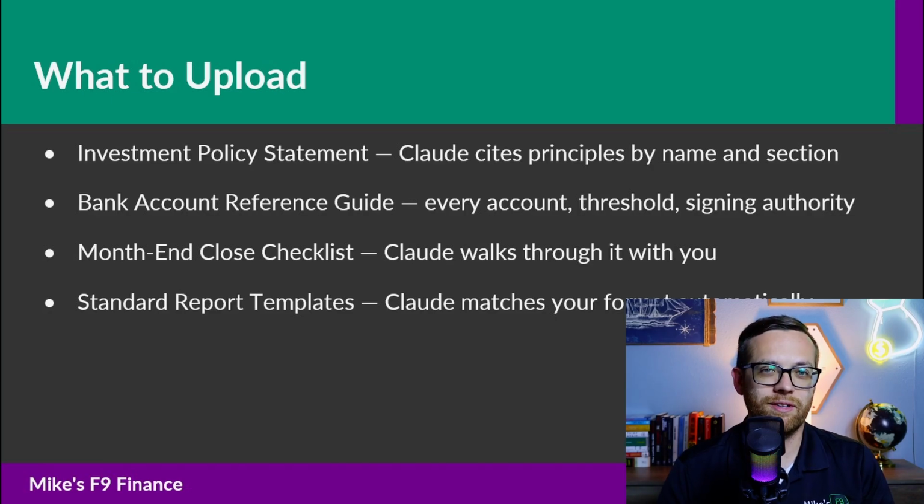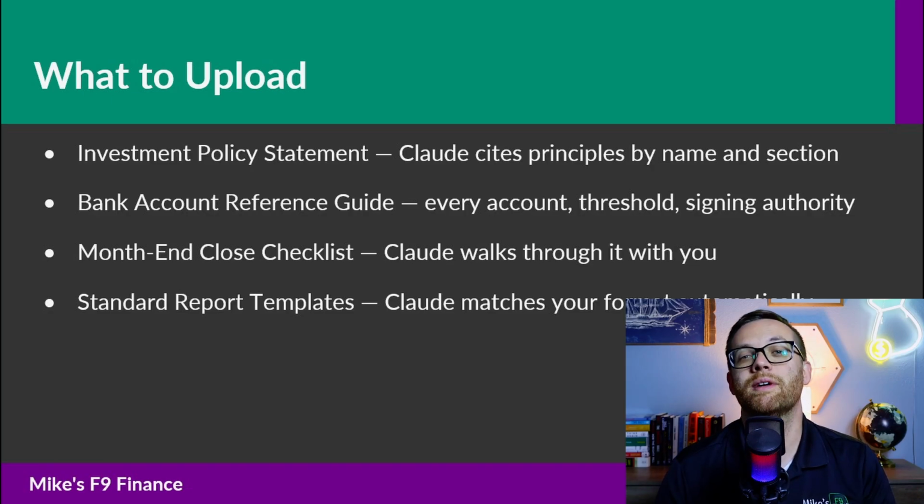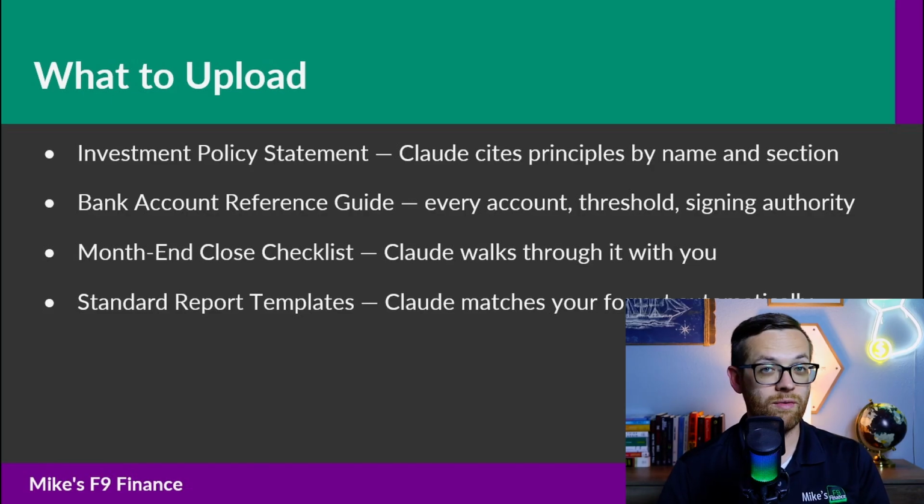Upload a bank account reference guide. This document names every account, gives its account number, explains its purpose, lists its thresholds, and describes who has signing authority. For F9 Finance, that means a document that says Astoria Operating Checking. Account number X, minimum $100,000, used for daily operations and signed by location manager. When Claude references an account, it can pull the exact specifications without guessing.